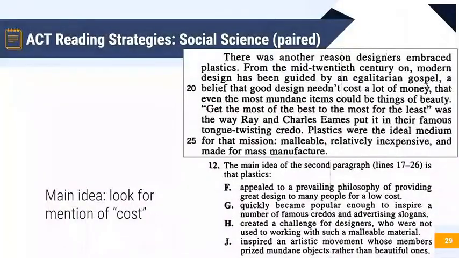Okay, so first one says, the main idea of the second paragraph. So we've loaded the second paragraph up here, and we want to see what it's talking about. There was another reason designers embrace plastics. Well, this is telling me about why they like plastics. And it talks about line 20. It says it needn't cost a lot of money. They could be things of beauty. They can get the most of the best for the least. So it's still money. Okay. So they were the ideal medium for that. They were inexpensive. And we have just been told we have 5 minutes, so we're going to move. So it provides low cost. So it is F. It mentions cost.